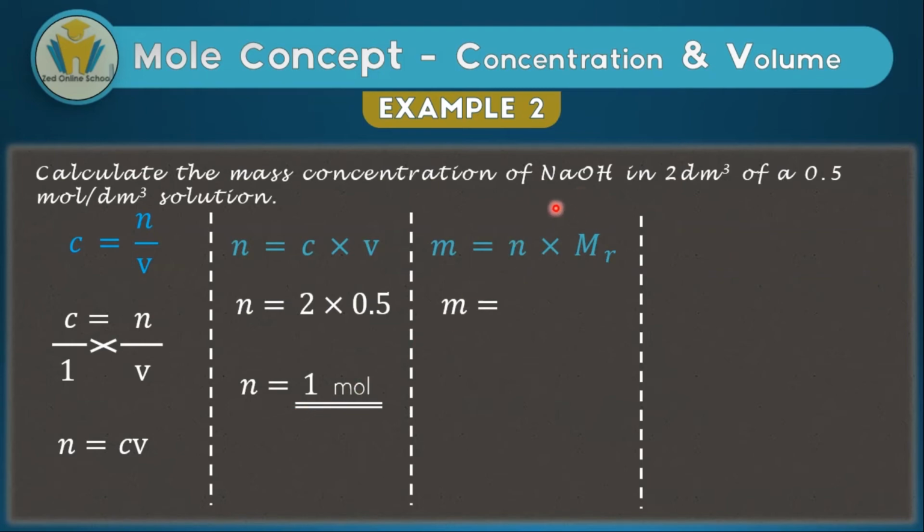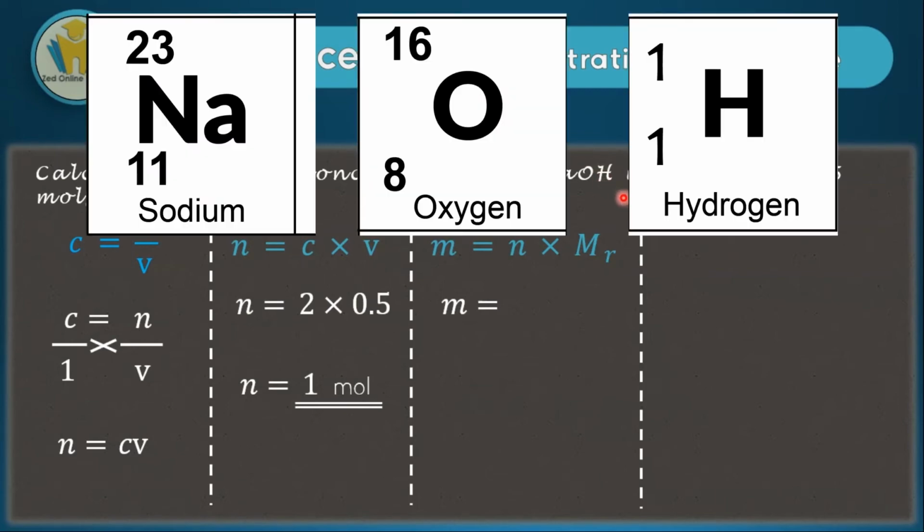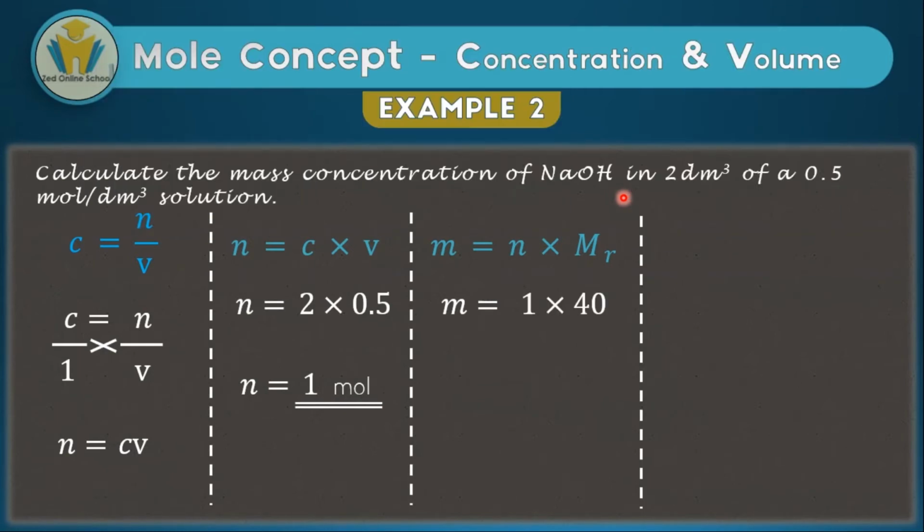Then it's time we get the molar mass of sodium hydroxide. If you check the periodic table, sodium is 23, oxygen is 16, hydrogen is 1. If we add those, we have 40. So 1 times 40 is going to give us the mass of sodium hydroxide that was used to make this 0.5 mole per cubic decimeter solution. So mass is 40 grams, as you can see.